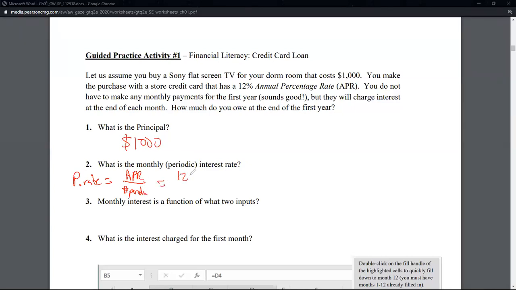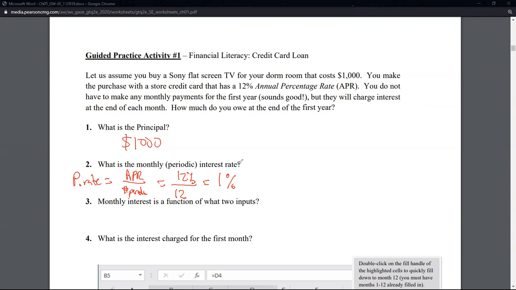Well, the APR was 12%. How many periods if we're accruing monthly? Well, there's 12 months in a year. So it's 1%. See the difference in my handwriting when I use this versus typing in Word? It's terrible. I don't know why. So we are accruing 1% of the balance of the loan every single month.